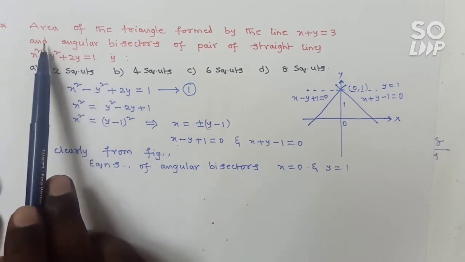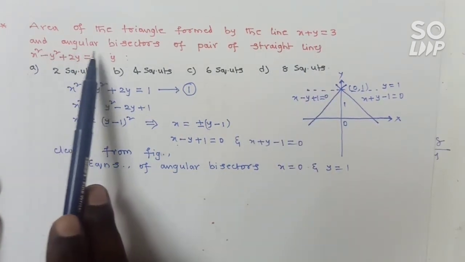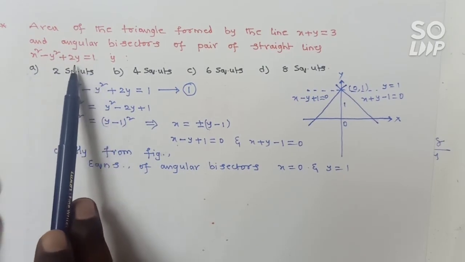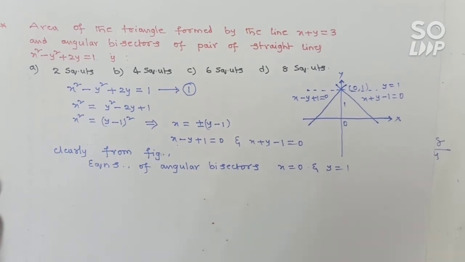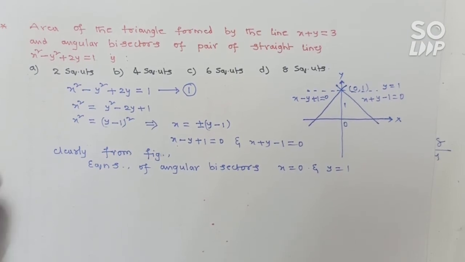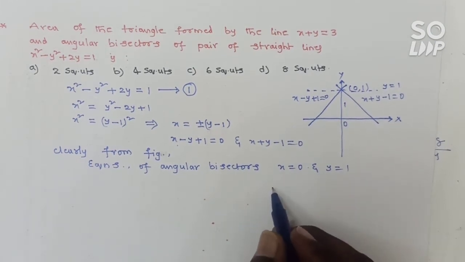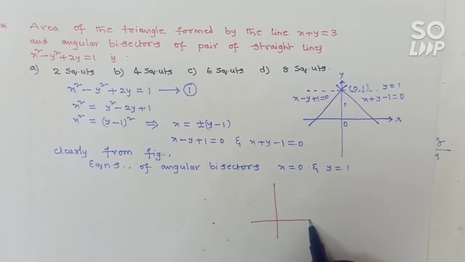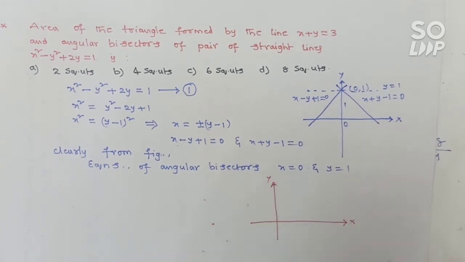Now what is the given question? The area of the triangle formed by the line x plus y equals 3 and the angular bisectors of the pair of straight lines x square minus y square plus 2y equals 1. So again you draw one more figure, using the angular bisectors. This is the xy plane.